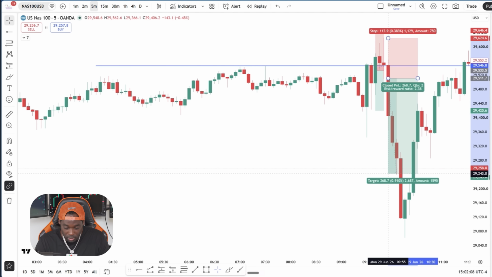So the first short was 1 times my money. The second short was 2 times my money. So even though I lost, I still made money on the last short because it was 2 times my money. So let me show you guys the live trading on that one.